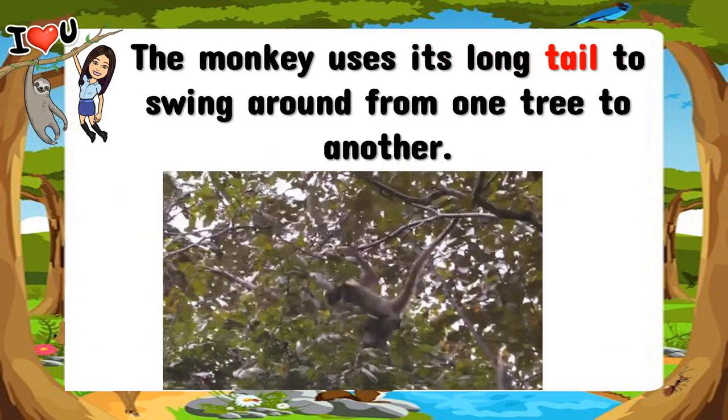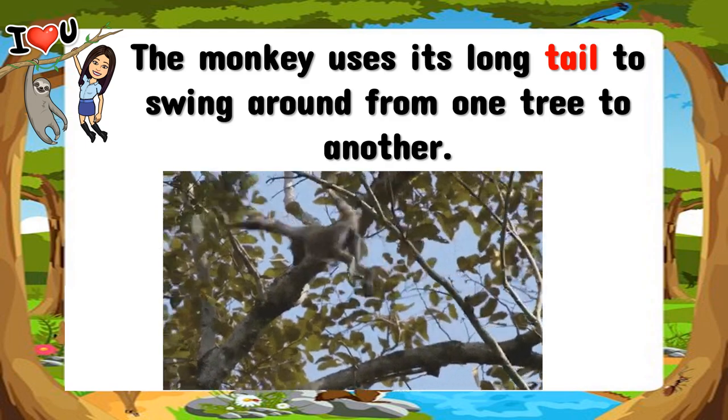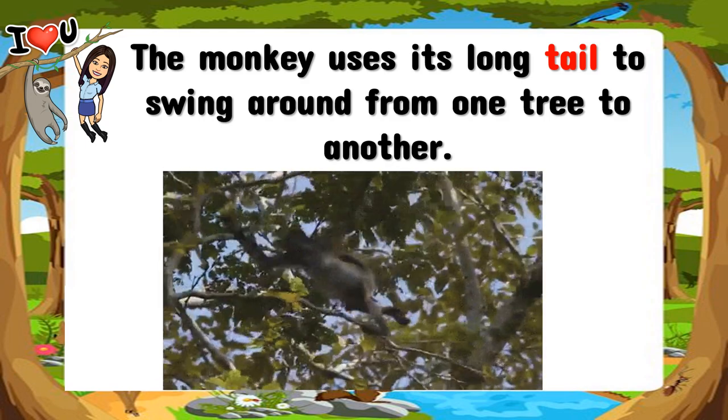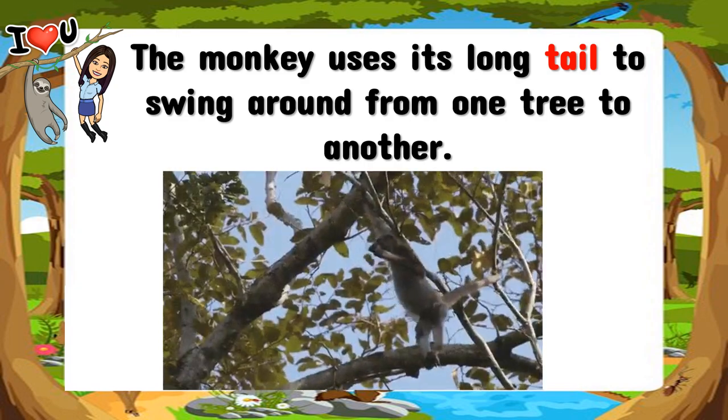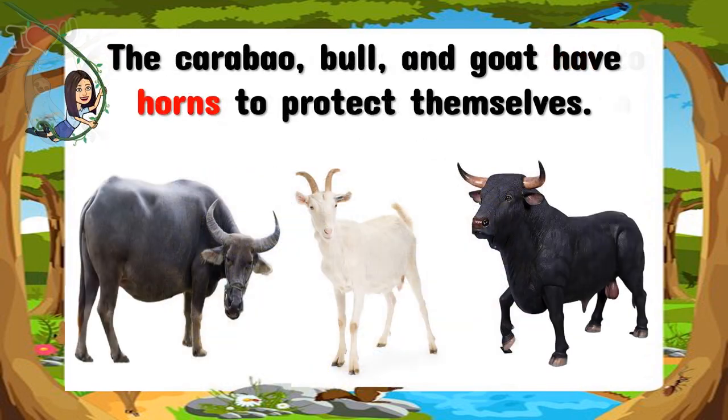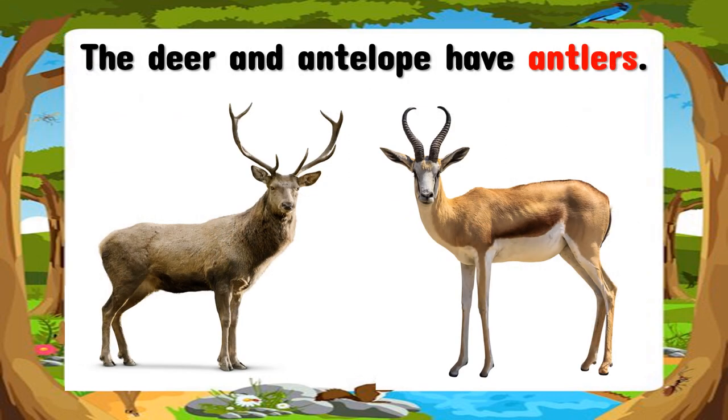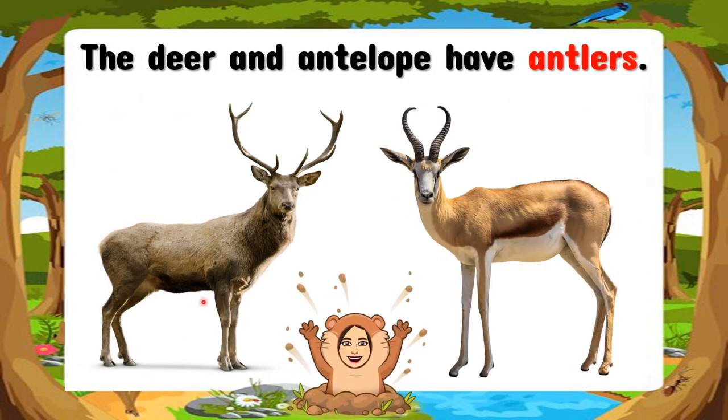The monkey uses its long tail to swing around from one tree to another. The carabao, bull, and goat have horns to protect themselves. The deer and antelope have antlers to protect themselves.